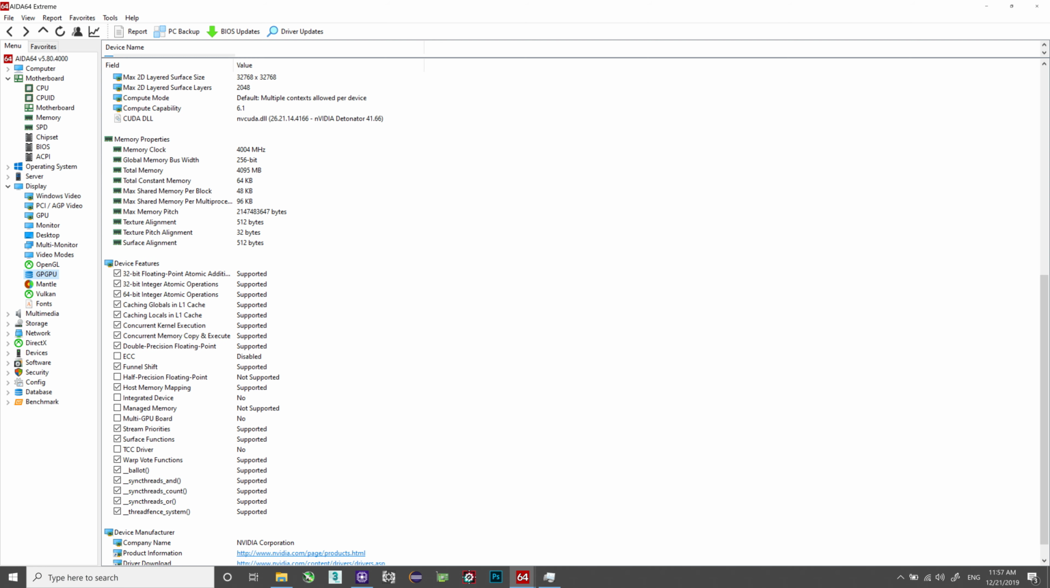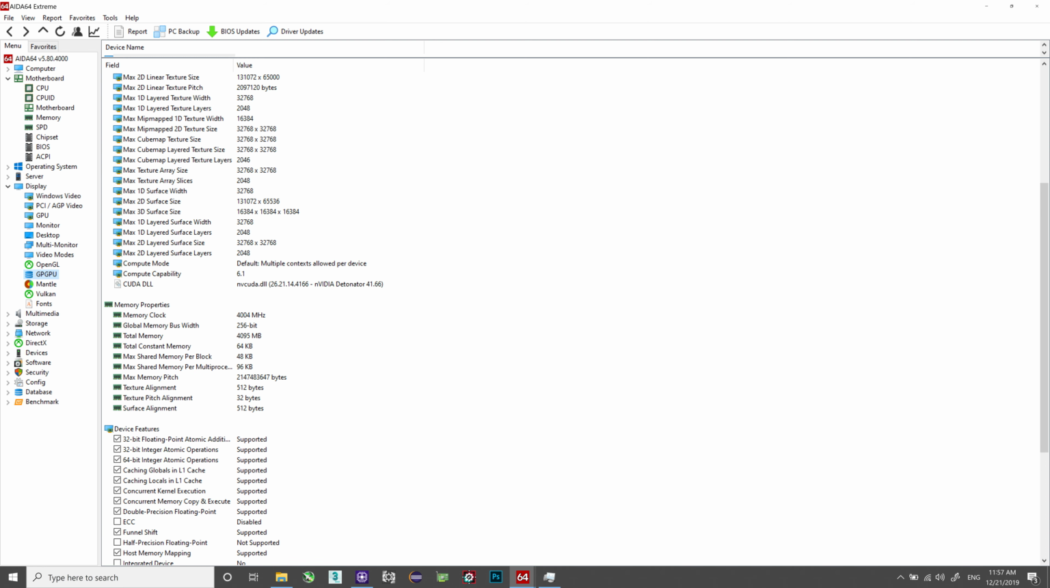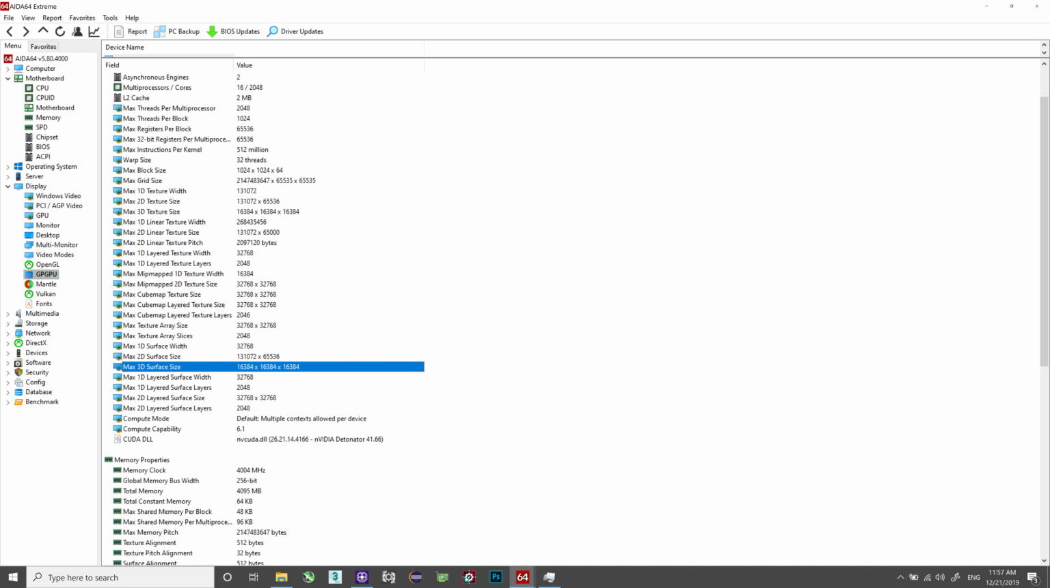As you can see, 16K resolution is the maximum 3D surface renderable under the DirectX API, and 32K for the textures. Okay, 2D textures under the DirectX API. OpenGL will be kind of similar to that, and stuff like that.